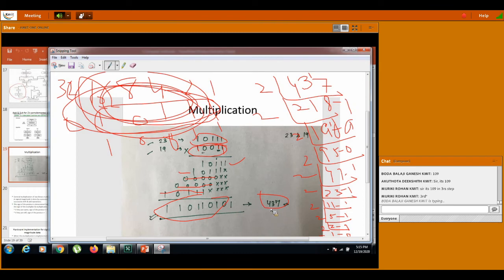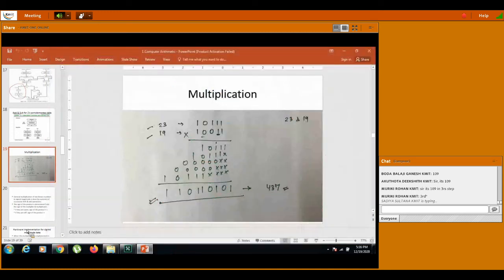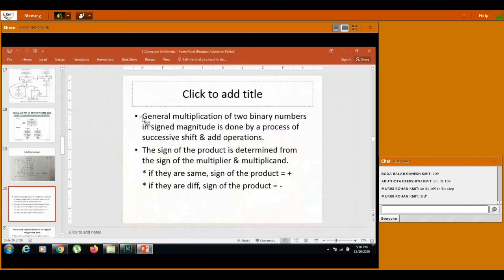Maybe I am wrong somewhere in the division, you can check it out later. I think I have gone wrong somewhere, you can check it later, no problem. Anyway, I just want to make you understand what I told you: you can do multiplication in this particular way. So what are we going to do here?